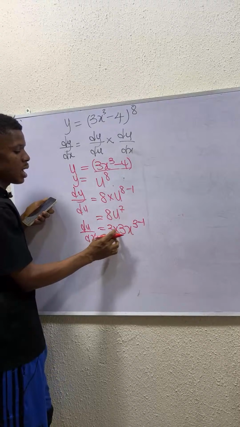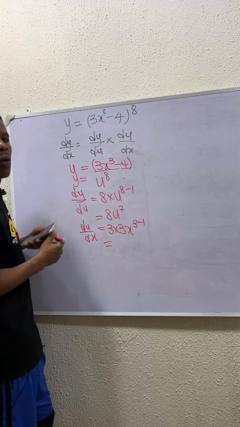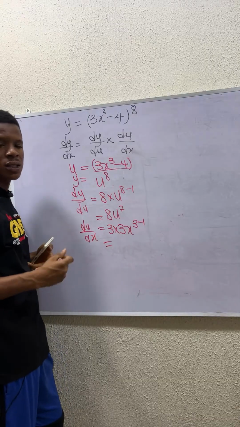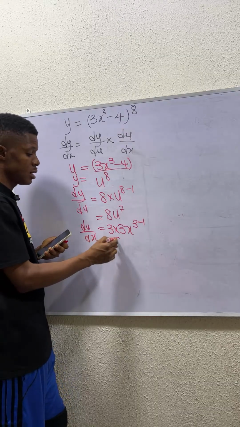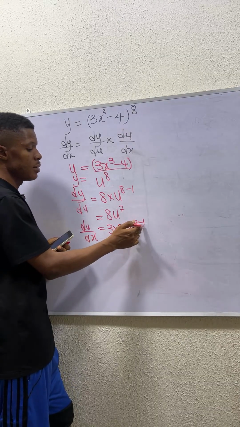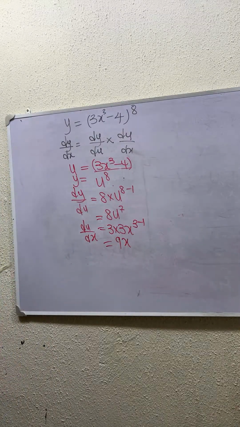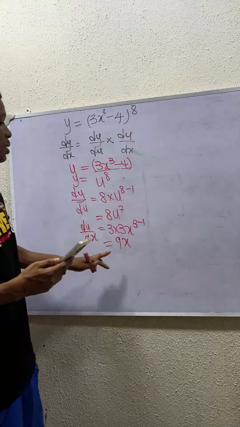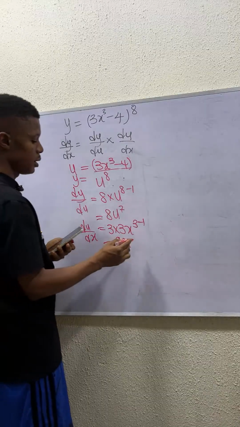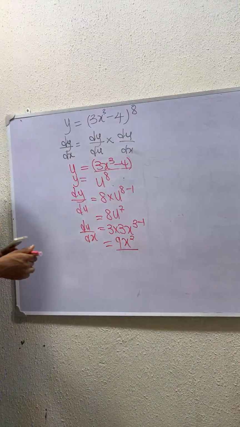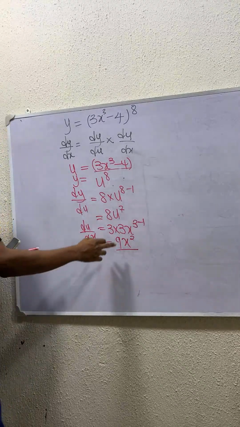We have a 0. 3 times 3 is what? 3 times 3 is 9. So we have 9x. 3 minus 1 is what? Thank you, Eric, for saying 9x. 3 minus 1 is 2. Okay? So we have 9x squared.